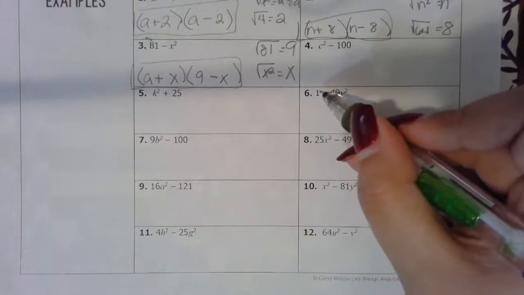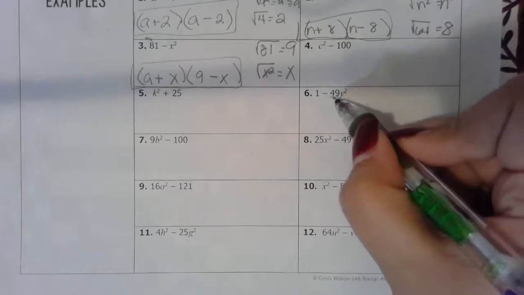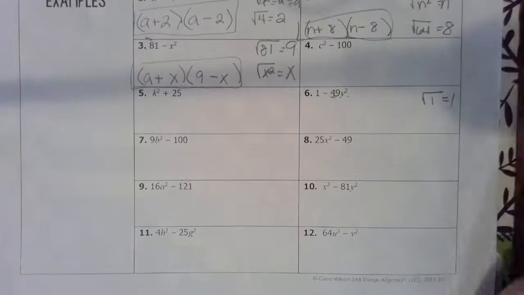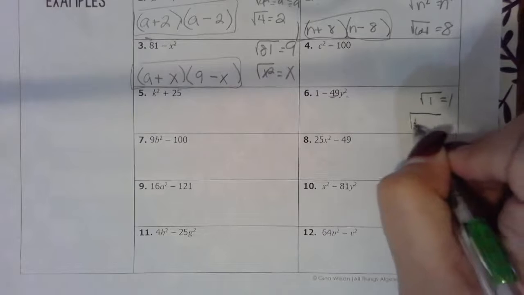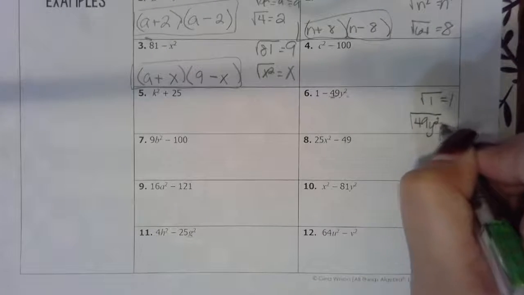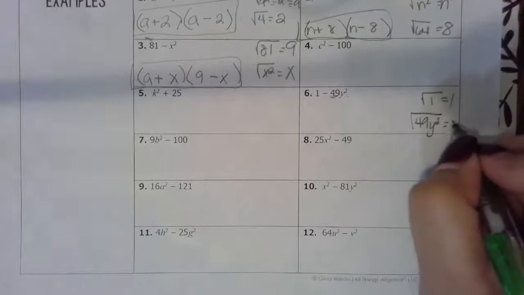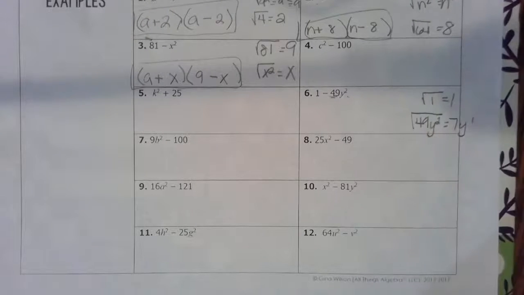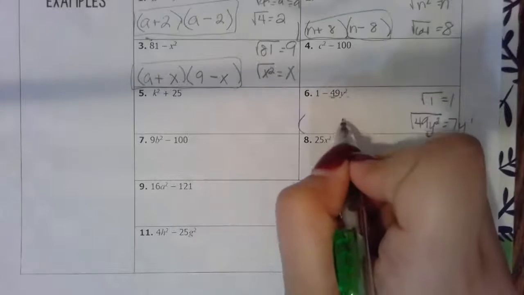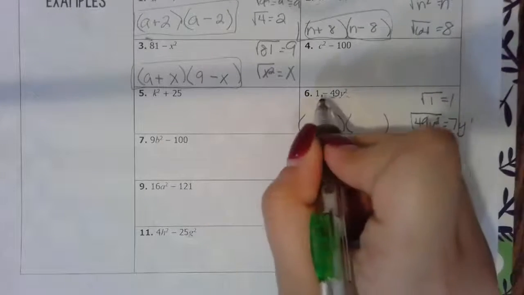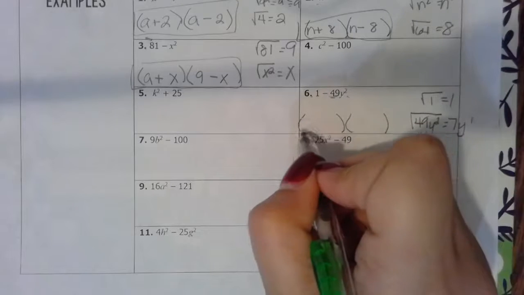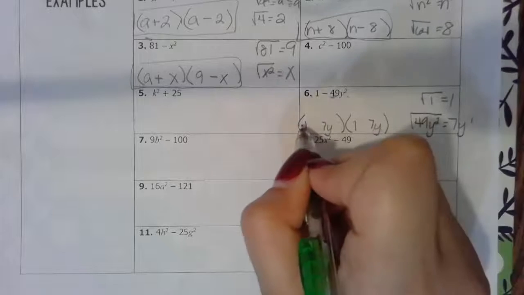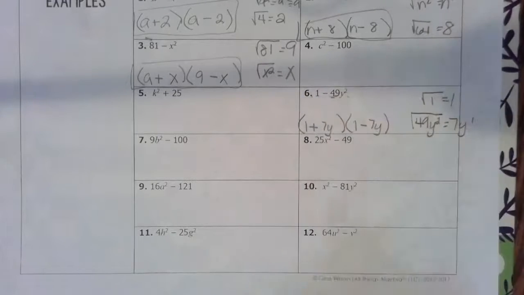Notice number 6. It is different because now we have another number in front of our variable. The square root of 1, it's 1. The square root of 49y squared. Well, you'd find the square root of 49 first, which would be 7. And then the square root of y squared would be y to the first. So then you draw your 2 parentheses. The 1 by itself came first. So you'd write 1 first, and then 7y is going to be second. 1, 7y, and then one of them is going to be addition. The other one will be subtraction.